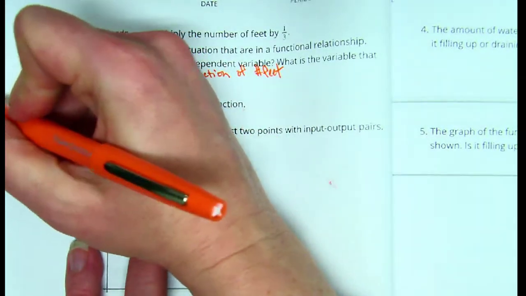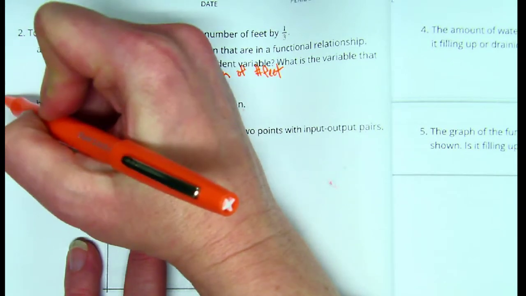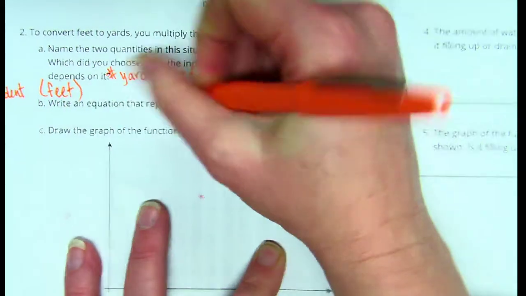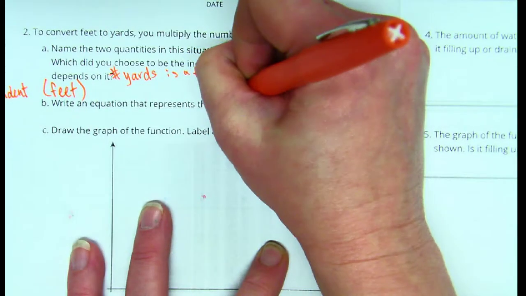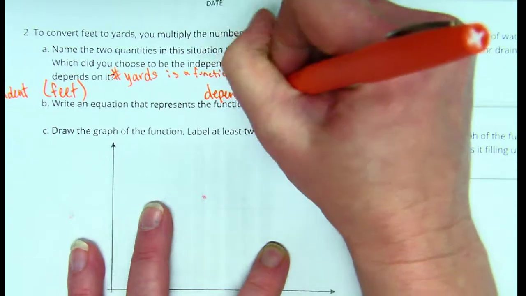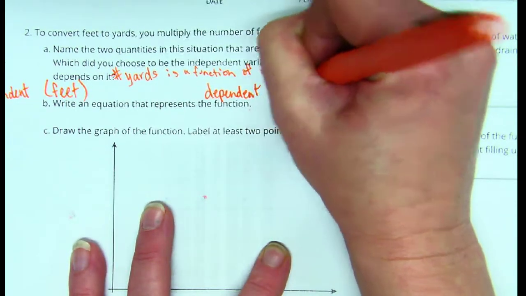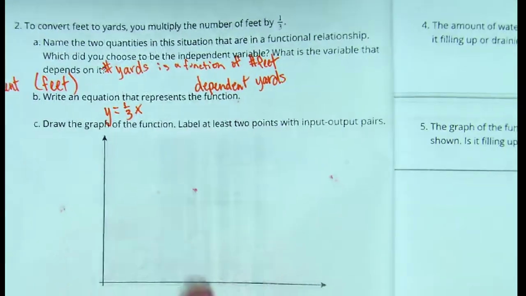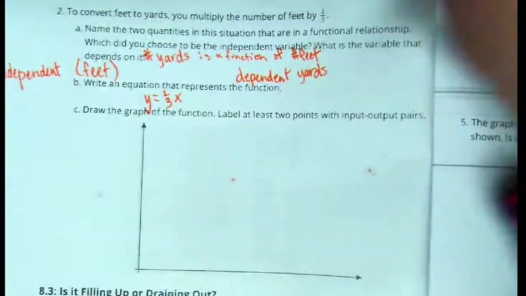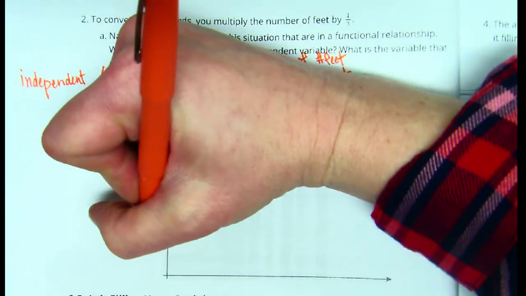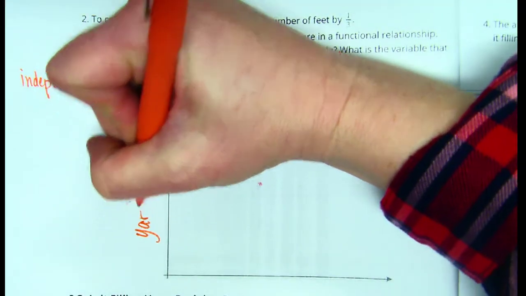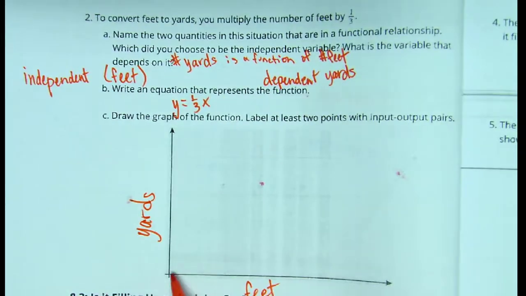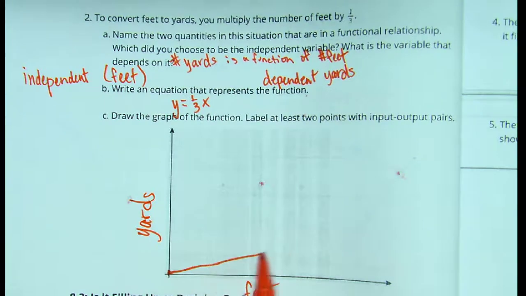The independent variable, or the input, would be the feet, and the dependent would be the yards. Y equals 1/3 x would be the equation. So then I would put yards here, feet here, and I'm going to draw a line that is not very steep because my slope is 1/3.